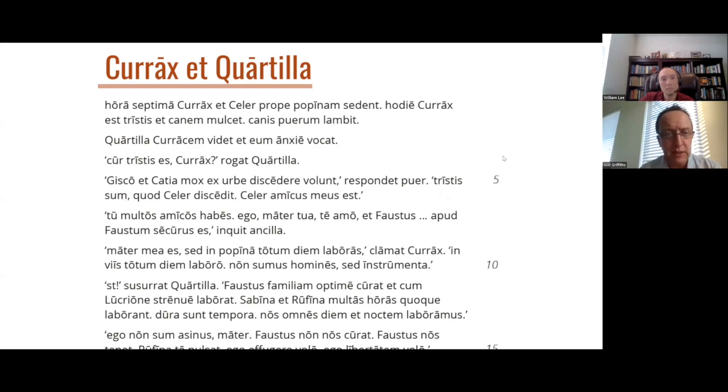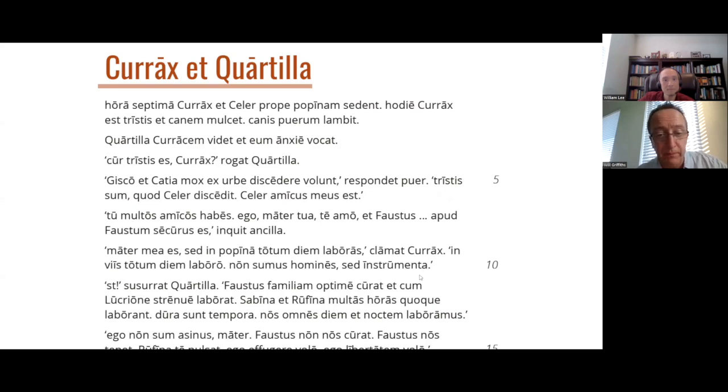And then if we look in line 7, tu multos amicos habes, you've got a lot of friends. Your mother, I love you. And Faustus, and then she pauses. Well, at least I suppose with Faustus you're secure. And he goes on to say, well, you work all day in the Popina, and I work all day in the streets. We're tools rather than people.